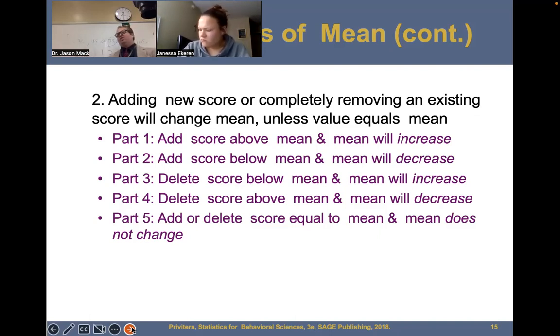So if you add or delete a score that's right at the mean, it's going to just keep it the mean, because there's going to be one more number and there's not anything above or below it to pull it up or down, so it's going to just stay the same. So if my mean was 22 and I added another 22 and then I divided by 11, it's just going to factor that 22 out because there's one more of them and it's right at the average.